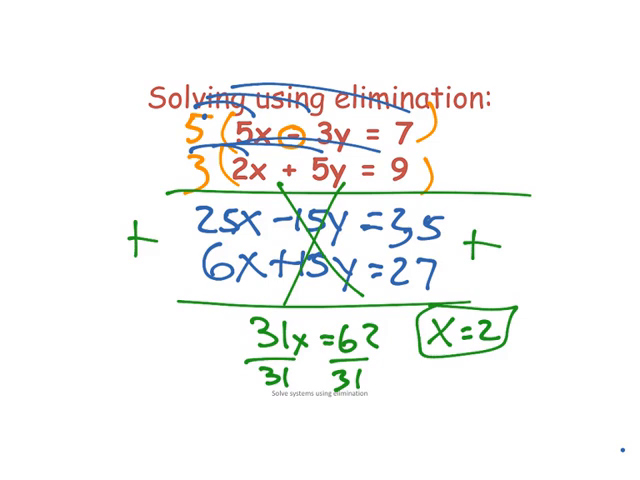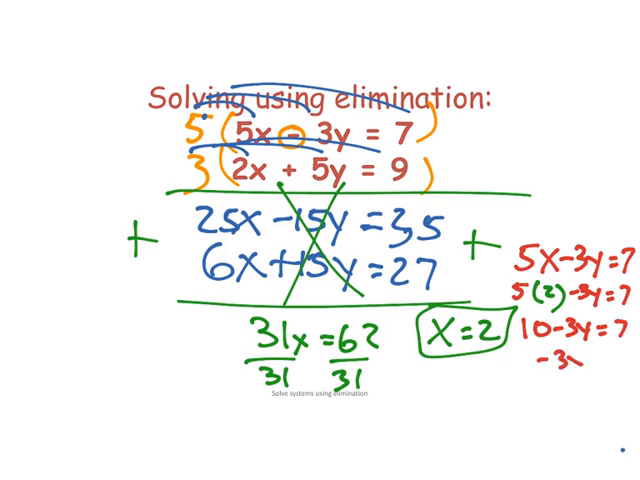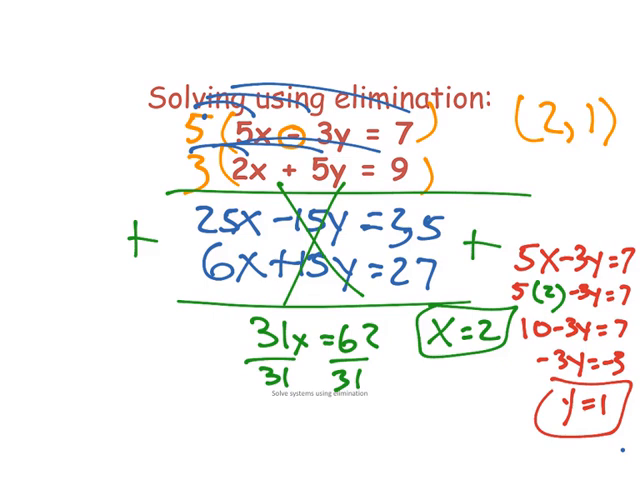All right, let's see what I want to do. Let's use the first one. Who's negative phobic here? Not us. So I'm going to substitute 2 for x. It should be pretty simple. If 10 minus 3y equals 7, negative 3y equals negative 3, we should get y is 1. And of course, that would make my answer 2, 1. Checking the first one, I get 10 minus 3 is 7. Checking the second one, I get 4 plus 5 is 9.